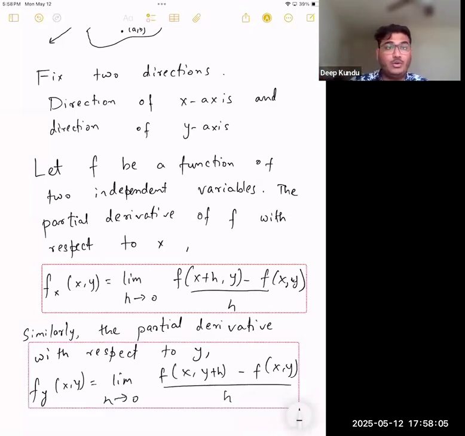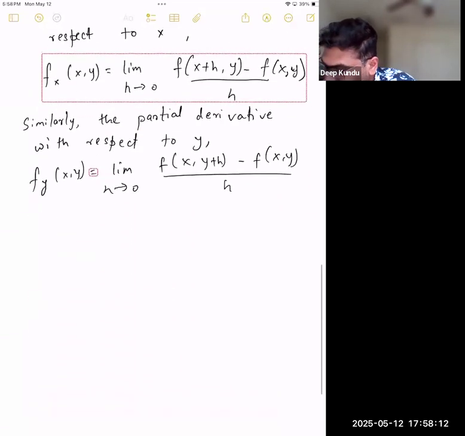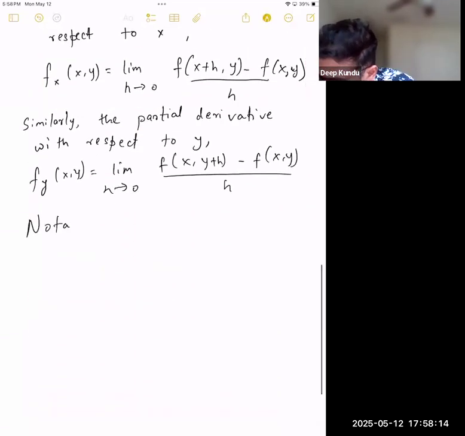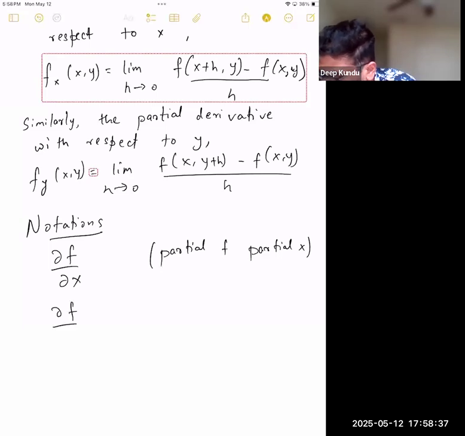Okay. Now, what does this signify? We'll talk about that, but before, let's talk about some notations. So we can either use f sub x or f sub y like we did for the definitions, or we can use del f del x, or sometimes it's called partial f partial x, or you can do partial f partial y.